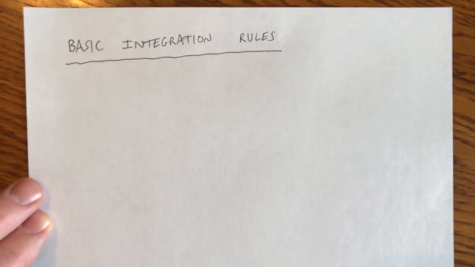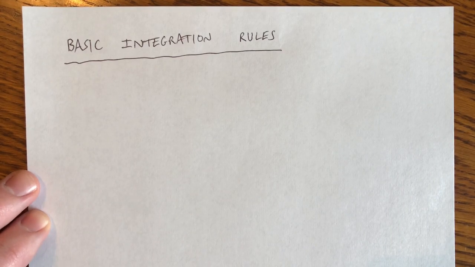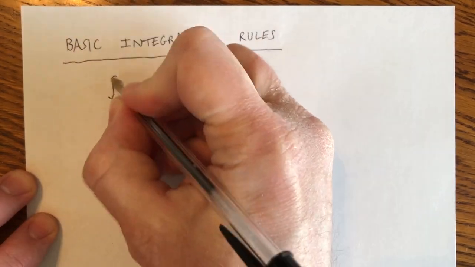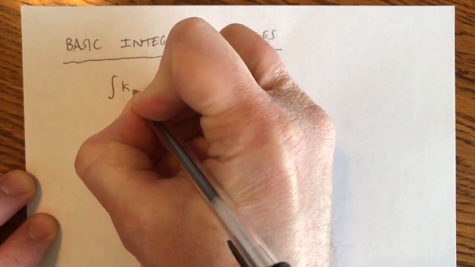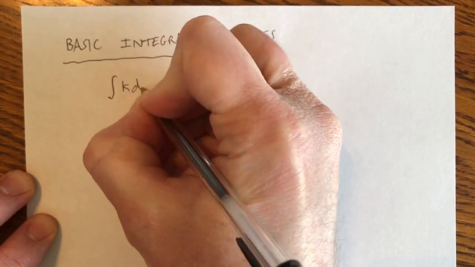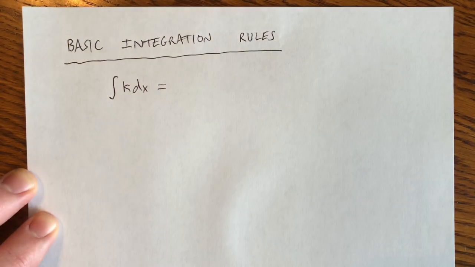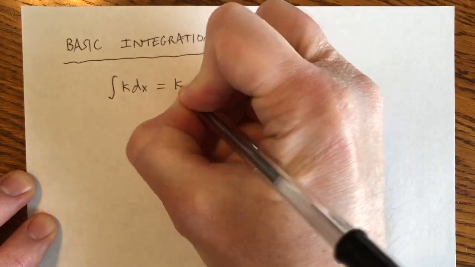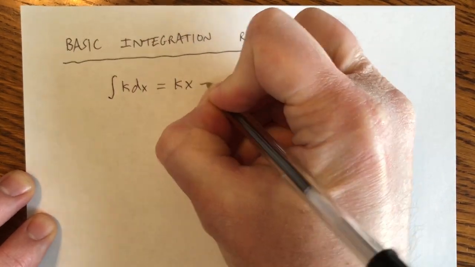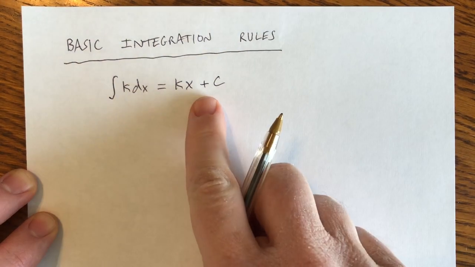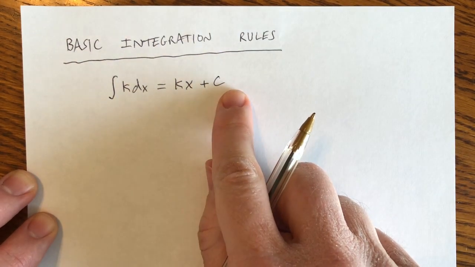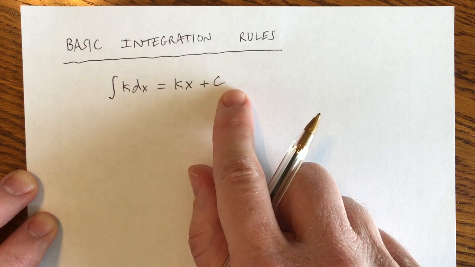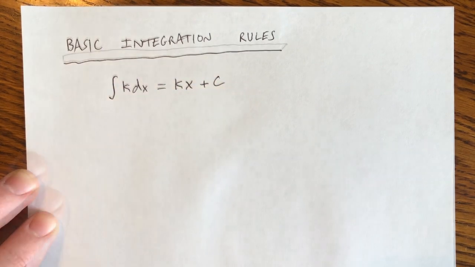Let's look at some basic rules of integration. So the first one would be if you have the integral of any constant k with respect to x. The result of this is just going to be the constant times x plus c. Remember, you put the plus c here because it is indefinite. Once we get into definite integrals, you will no longer have this plus c.